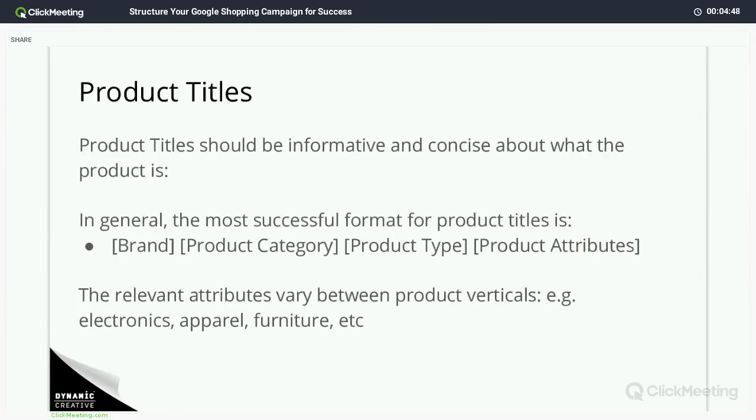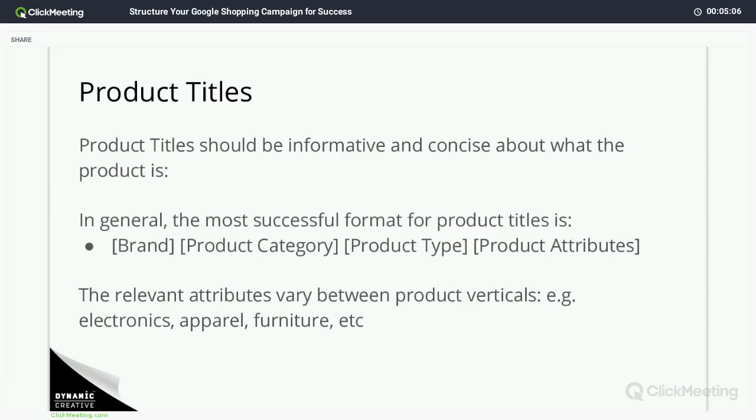So in terms of product titles, the goal of a product title should be to be informative and concise about what the product is. And the reason is because it is character limited. If a product title is too long, Google will truncate it and the whole thing won't appear in the search engine results page.